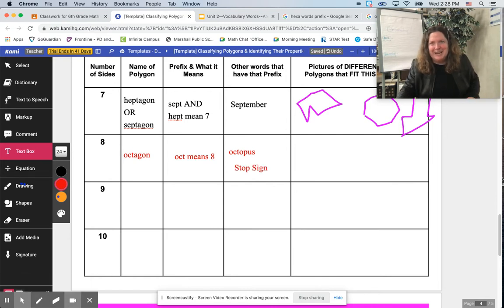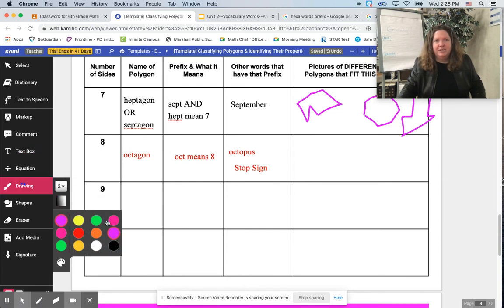I hope you said stop sign. Stop signs are octagons. We see them everywhere. It's very familiar. Let's try to draw one. Again, you don't have to be a super great drawer. No big deal. But do your best to try to draw something.